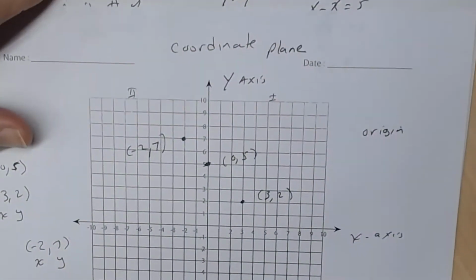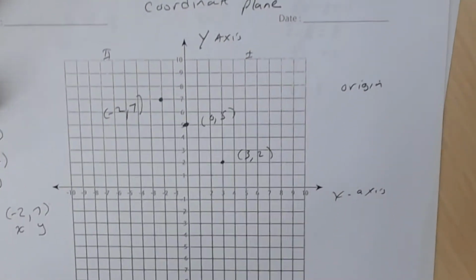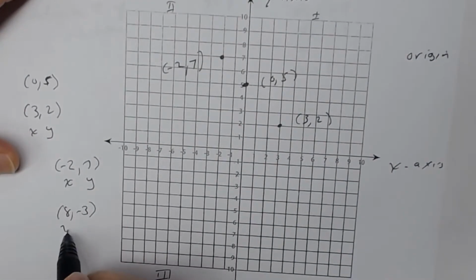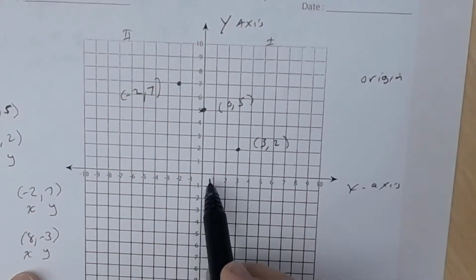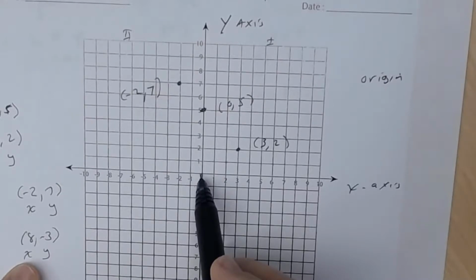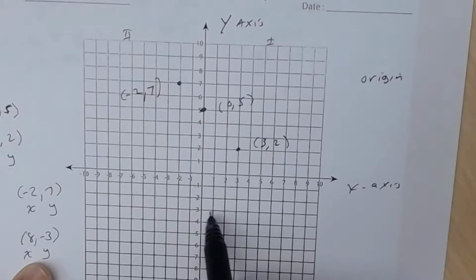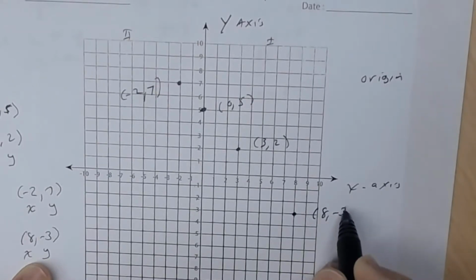And then remember, we looked at one more solution: (8, -3). That's your x-coordinate, that's your y-coordinate. To plot that point, I start at the origin. X is positive, so I go to the right 8 units. And then y is -3, so I go down 3: 1, 2, 3. So there's the point (8, -3).